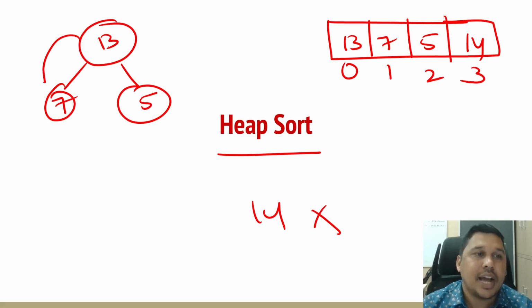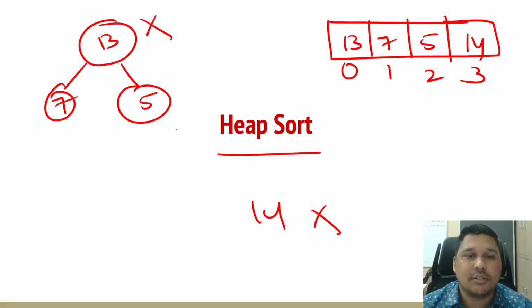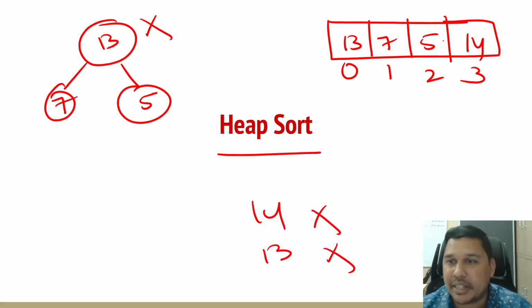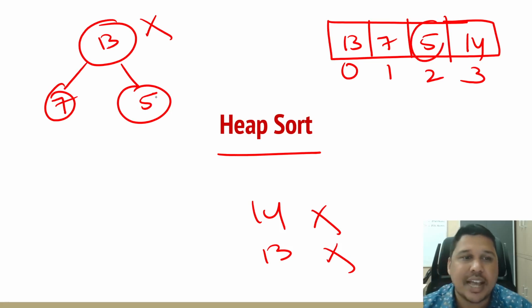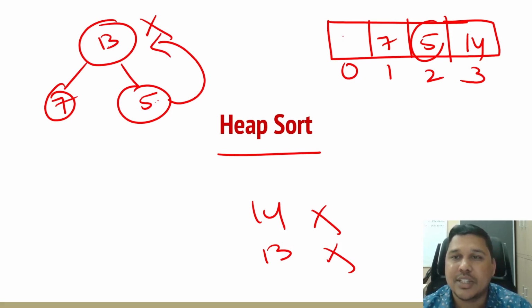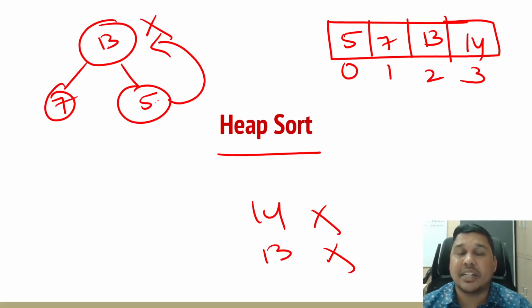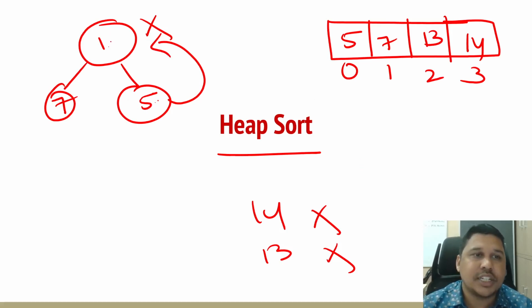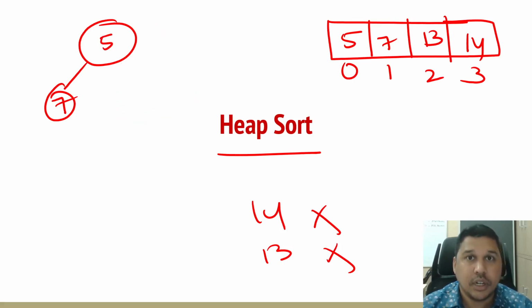Now, again after this, delete the root and bring the last element to the root. So, you have to delete 13, 13 is gone now, whatever is the last element, 5, you bring it here and place 13 at the end. Now, the tree becomes something like this, 5, and this is also gone now. Now, again do the heapifying process.